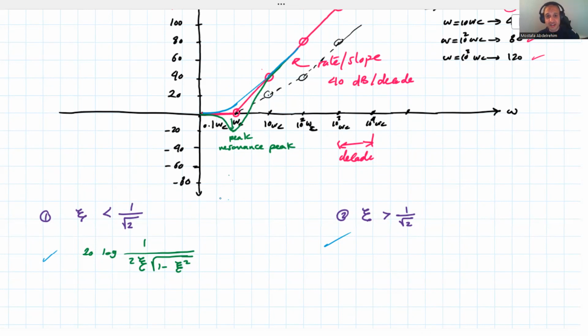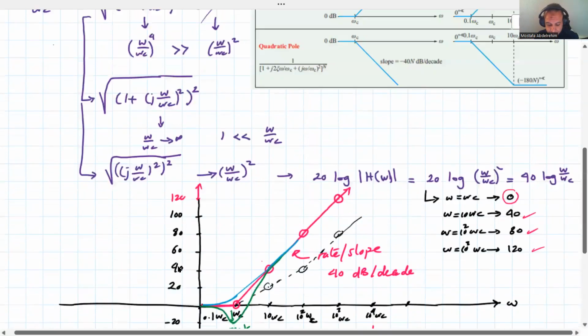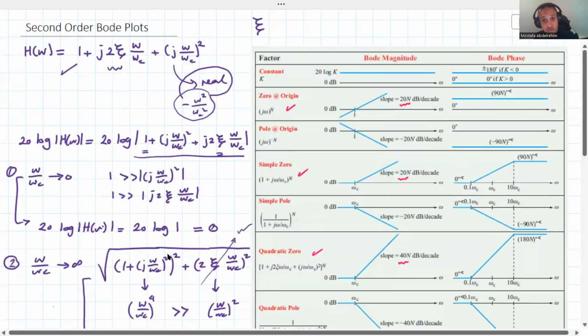But for someone who doesn't belong to our course, this is how to do it. You have to consider zeta. If zeta is less than 1 over the square root of 2, you do this resonance peak. If zeta is higher than 1 over the square root of 2, it will be smoothing from one decade before to one decade after. That's the introduction to second order Bode plots. In the next lecture, we're going to see 2 examples on that.